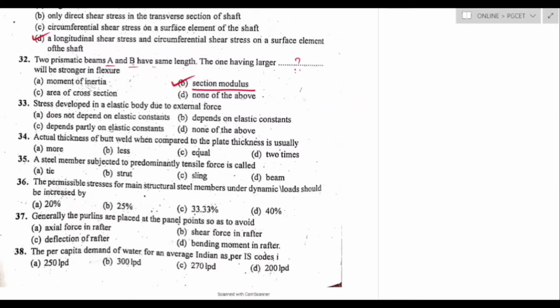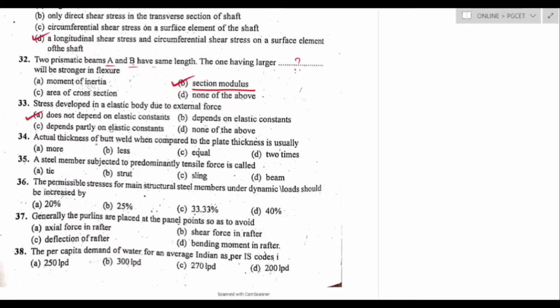Question number 33. Stress developed in an elastic body due to external force does not depend on the elastic constant. Option A is the right answer. The factors to determine the deformation produced by stress system acting on the material within elastic limits are constant and termed as elastic constant. So the stress developed due to external force in elastic material does not depend on elastic constant. Option A will be the right answer.